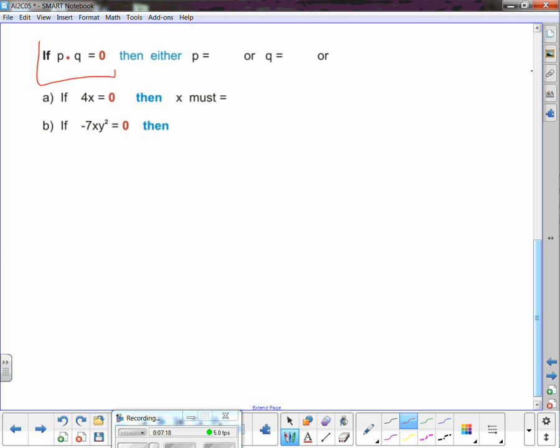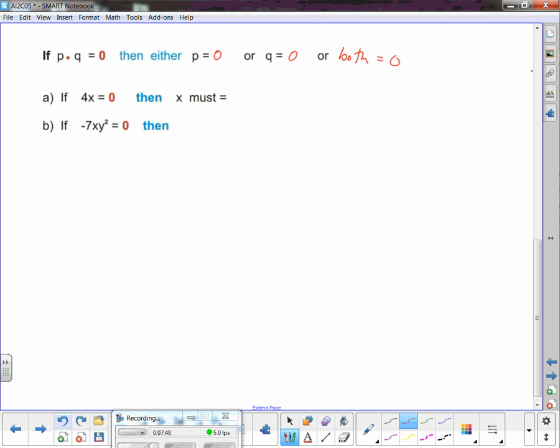So the zero product property basically involves some simplistic aspects. If you have this scenario, two things multiplied together and they equal 0. P is some quantity or number. Q is some quantity or number. You're going to multiply them together, they get 0. You know what? There's three possibilities. The first one is either P equals 0 or Q equals 0 or both equal 0. Those are the three possibilities.